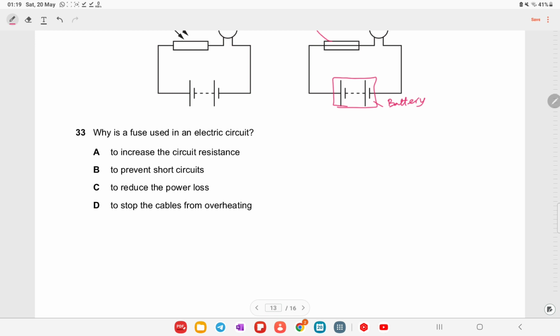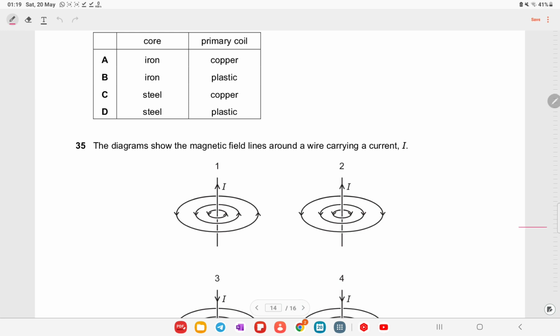Why is a fuse used in electric circuits? It's basically to stop the cables from overheating, rather than to reduce the power loss, to prevent short circuits, or to increase the circuit resistance. It's basically to stop the cables from getting overheated.